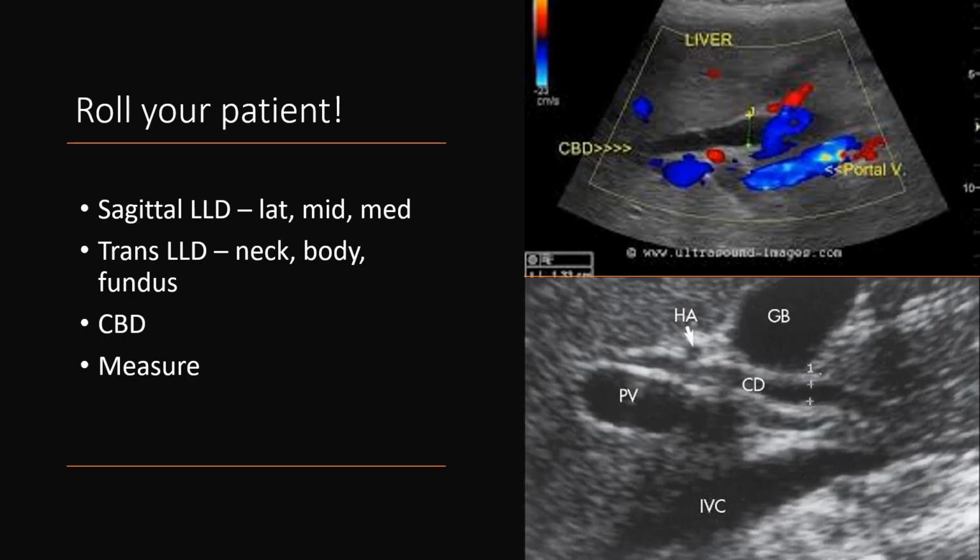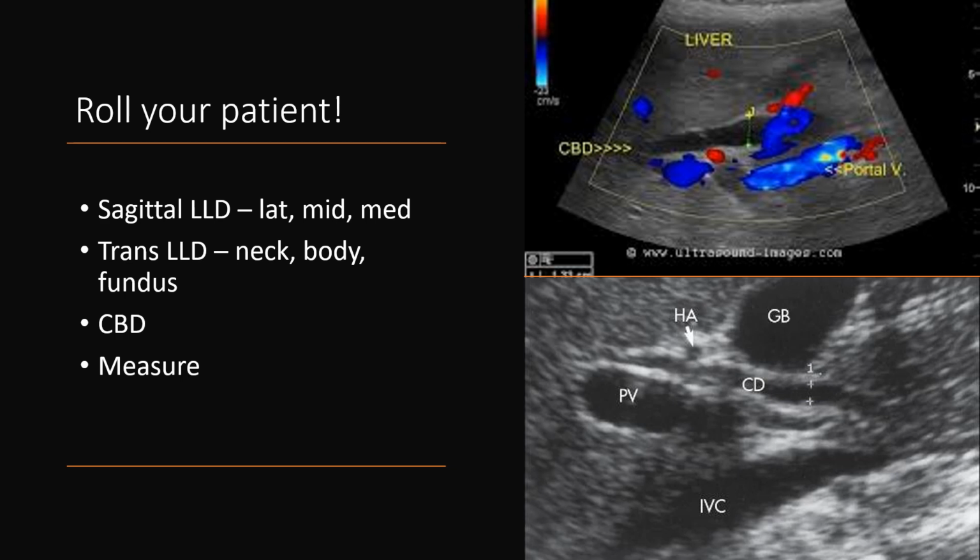Now that we've done all that, we're going to roll our patient onto their left lateral decubitus side, and we are going to take those same images again. In sagittal, we want a lateral, a mid, and a medial. If you've proven there are no stones, you can take a single representative image in the mid. And the same in transverse, you want a neck, a body, and fundus. If there were no stones, no pathology, a single transverse image at the level of the body is enough.